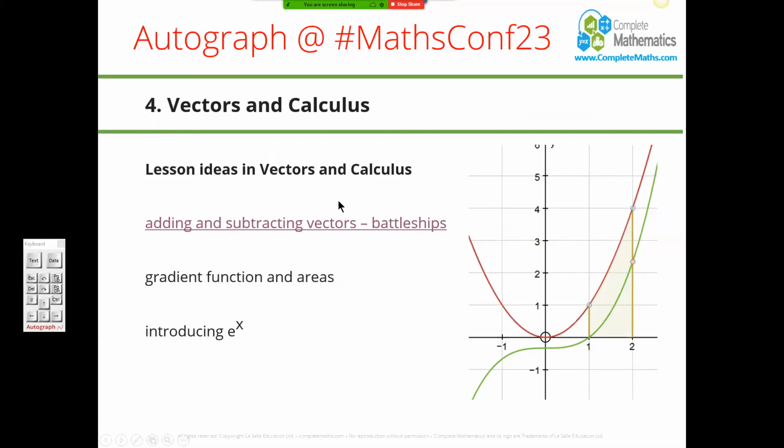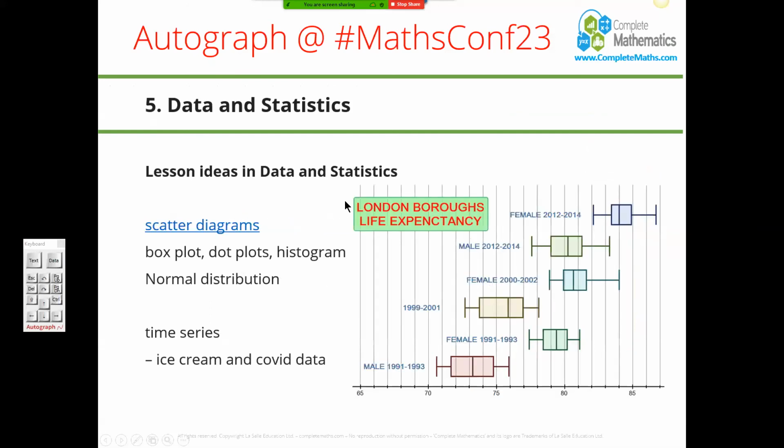Well, there are some vectors and calculus, and then we're going to finish off very quickly with some data and statistics. And inevitably, this is the one that tends to be at the end. But you can see there's lots of visual things here to do with scatter diagrams, box plots, normal distribution, time series, and so on. So let's have a look at these.